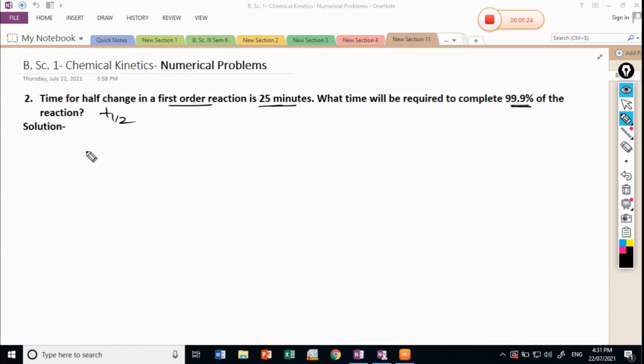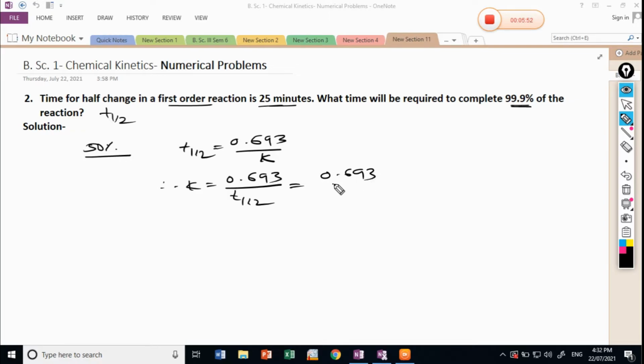For half change, that is 50%, we have the formula t1 half is equal to 0.693 divided by k. Therefore k is equal to 0.693 divided by t1 half, which is 0.693 divided by 25, which comes out to be 0.02772 minute inverse. This is the unit.